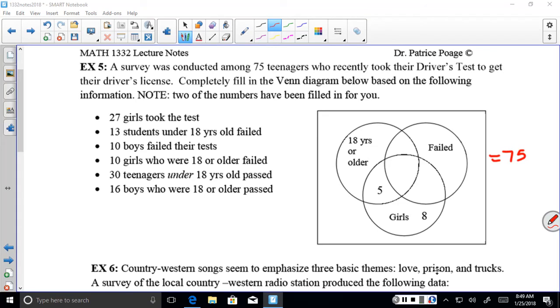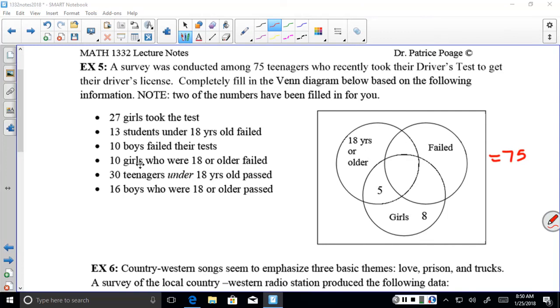Can't do it yet. 10 boys. So if you read 10 boys failed their test, then you'll be going, huh? So you read 10 boys, and you stop, and you figure out where you are. If we're talking boys, then they're not in the girls' circle. So we're talking these outside 4. So 10 boys, and then it says they failed. So from these outside 4, the ones who failed would be these 2. And then it says, oh, that's all it says. So these 2 will add up to 10.